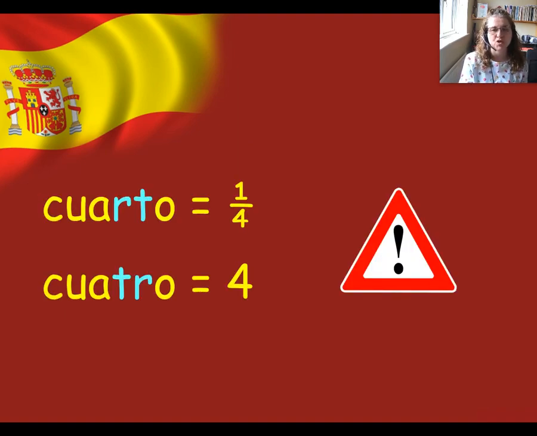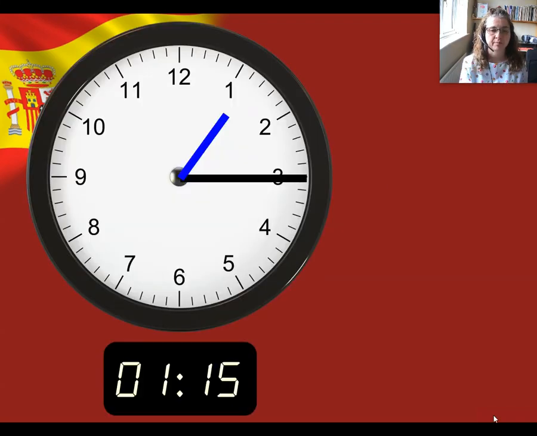One thing that we have to be super careful of, though, is that cuarto with RT in the middle means quarter, but cuatro with TR in the middle means four. So those two letters can change the meaning of the word from quarter to four. So imagine if it is 4:15, we've got both those words in our sentence. We have to say son las cuatro y cuarto. So something just to be mindful of and to be careful with. Let's have another practice of our quarter pasts.